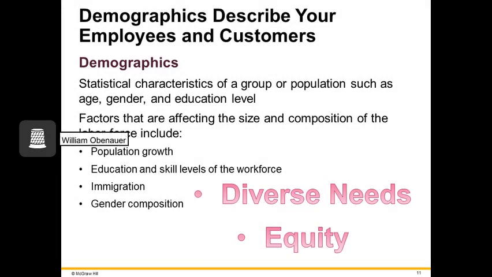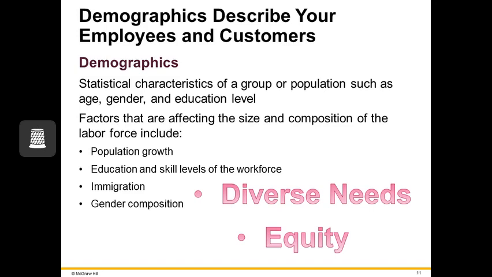Changing demographics also impact our organizations as we're seeing increases in the diversity of our workforces. So we're seeing changes such as population growth, education and skill level differences, immigration, gender composition in the workplace. And what do all these things mean for our organizations? Well, for one, it means that we can no longer assume that all of our employees are going to have the same desires and the same needs as us. If we have a diverse workforce, we can expect that our workforce is going to have diverse needs. And as managers, we need to be thinking about how we can meet the diverse needs of our workforce.